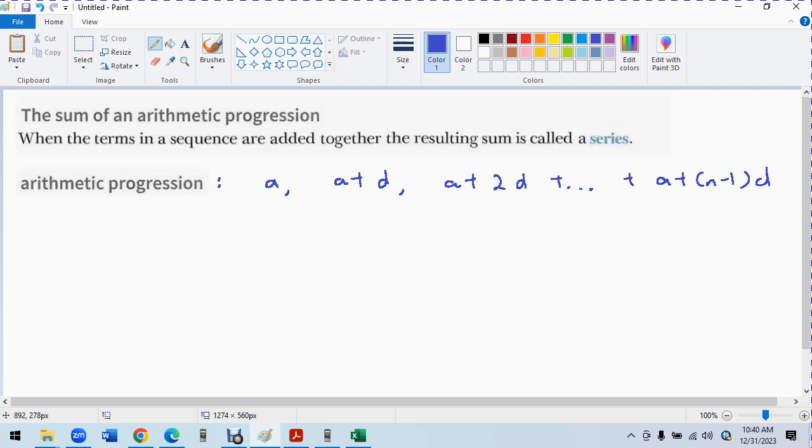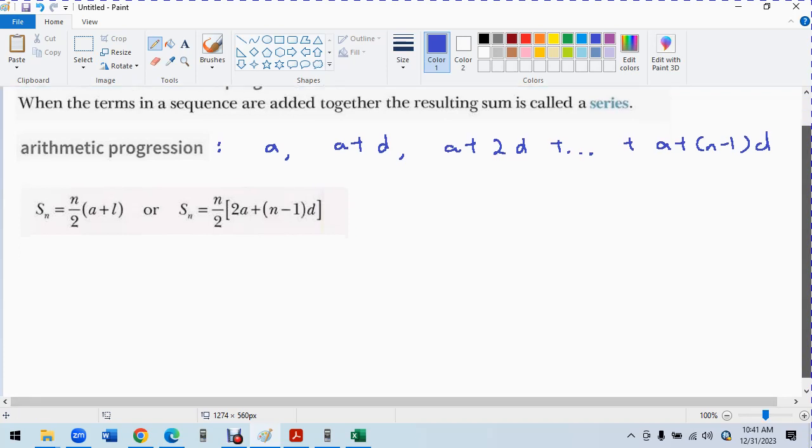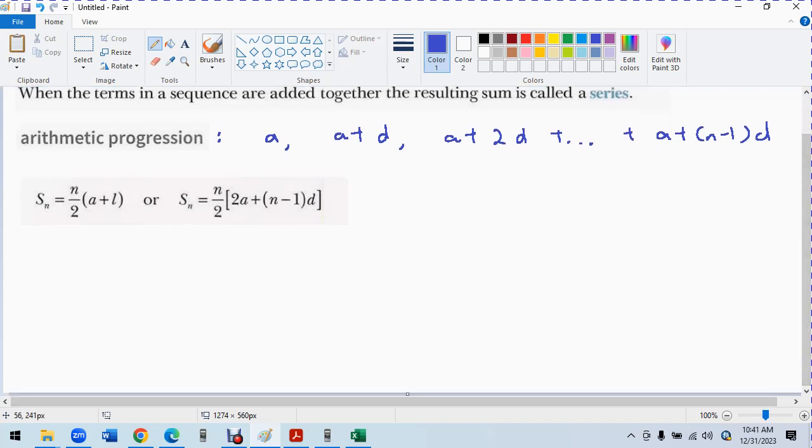Okay, so the formula for Sn is n over 2 times a plus l, or Sn is n over 2 times 2a plus n minus 1 times d. Now I will show you how to find the Sn. We know the Sn is the first term added up until the last term.